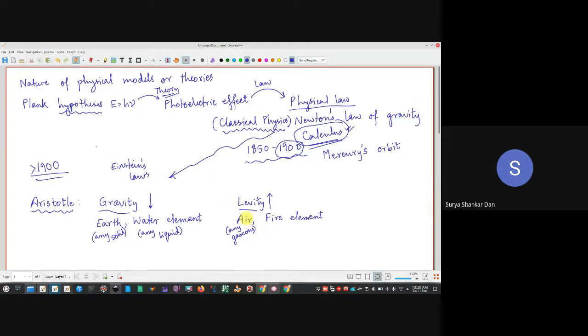So what the Greek scientists during that time realized is that irrespective of whether that solid, the earth element, is within the air element or water element, it always sinks. So it essentially means that the force of gravity and levity will require some element on its own. That's why they came up with this.